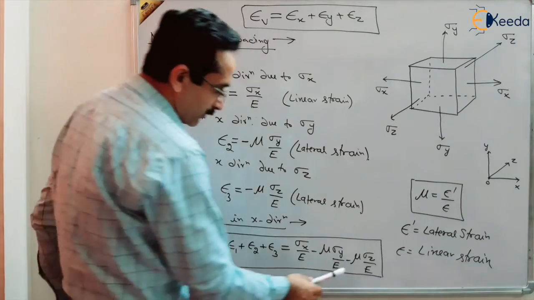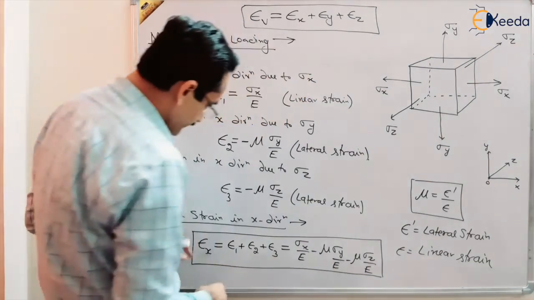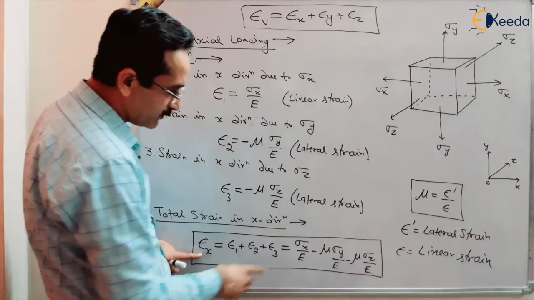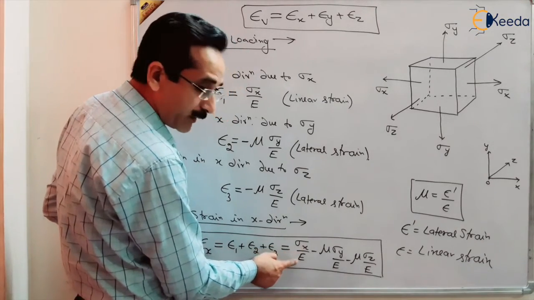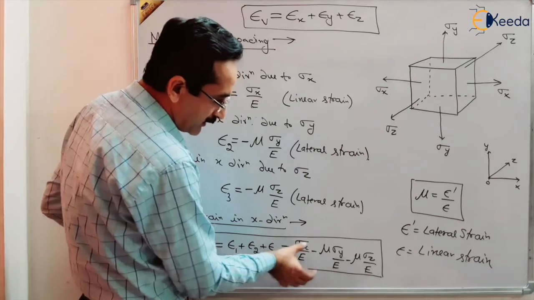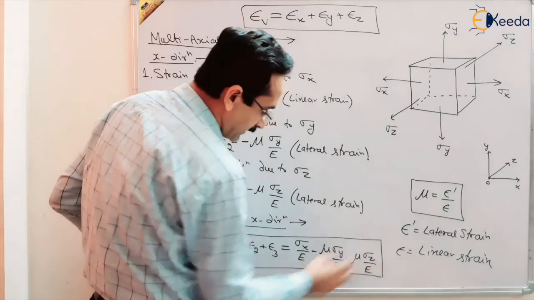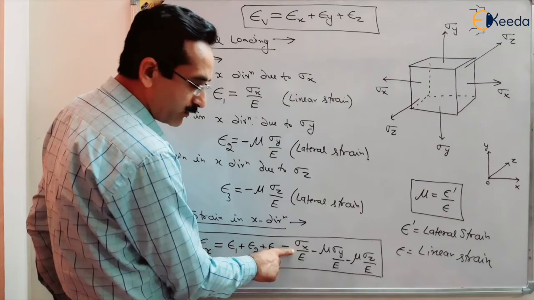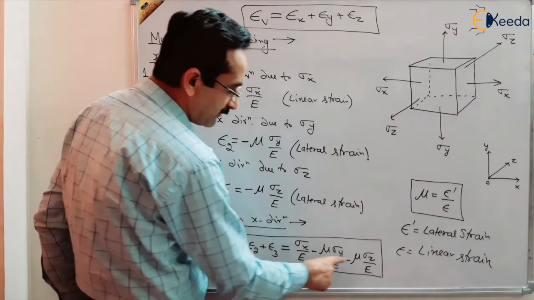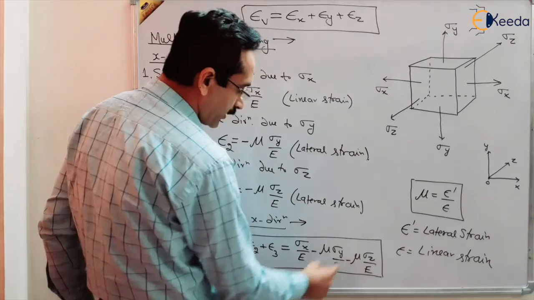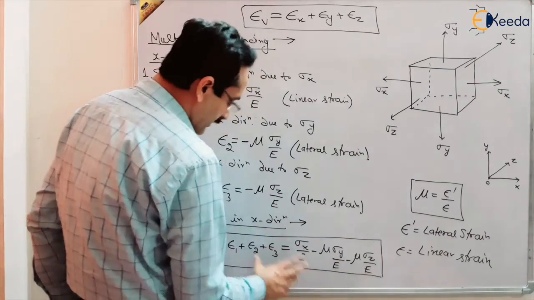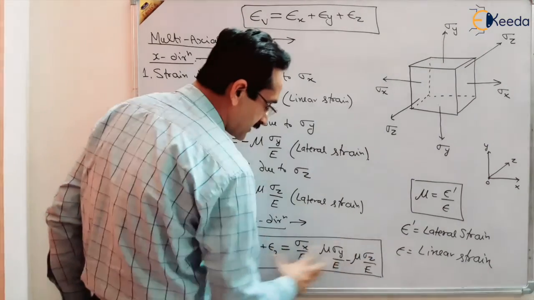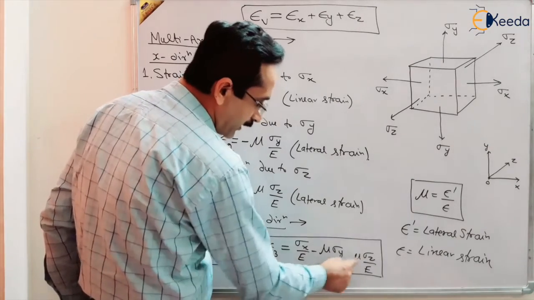So this you have to remember, that the strain in x direction will be stress in x direction divided by E, this is linear strain, and these two are lateral strain. Linear strain has tendency to increase the length of the cuboid, and these have tendency to shorten the length of the cuboid. That's why we have written negative, and total strain will be the sum of these three strains. One is positive and two are negative.